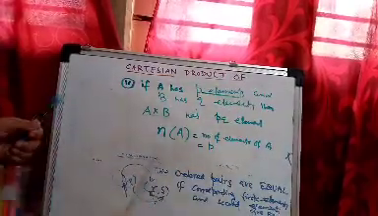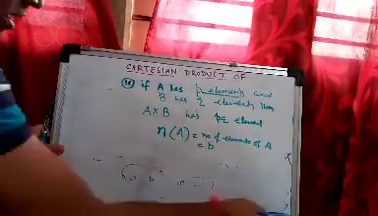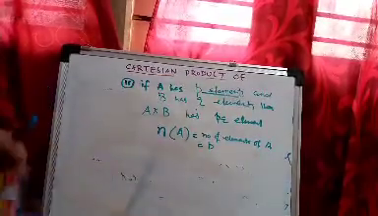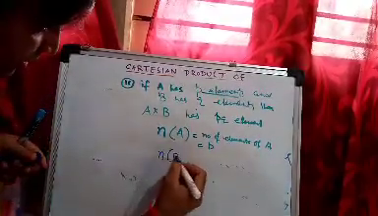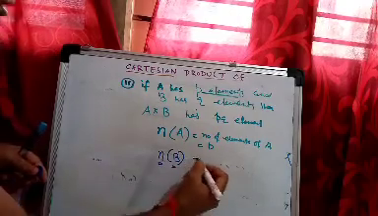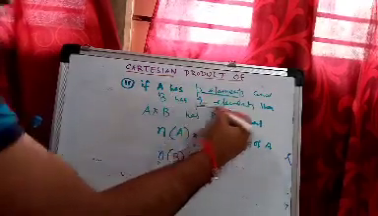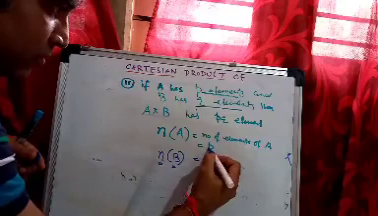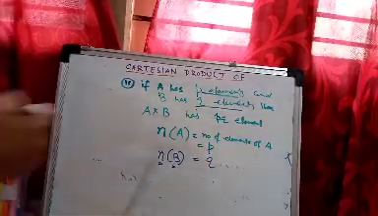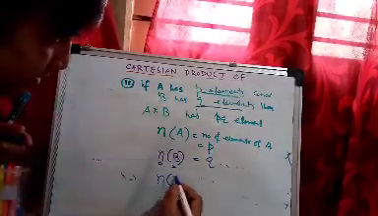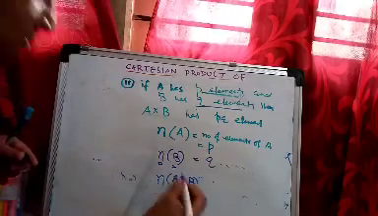Similarly, if I say n(B), what is the meaning of n(B)? Number of elements of B. B has Q elements. So n(B) equals Q. And if I write n(A cross B), what is the meaning of this?